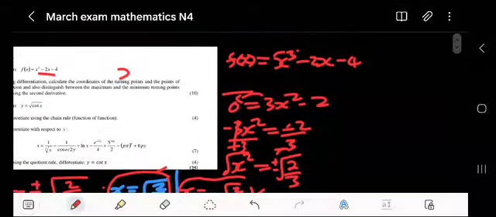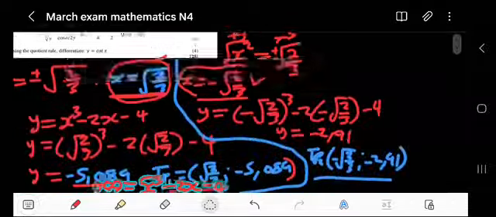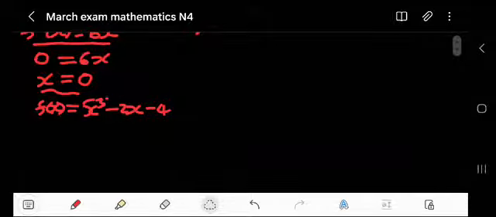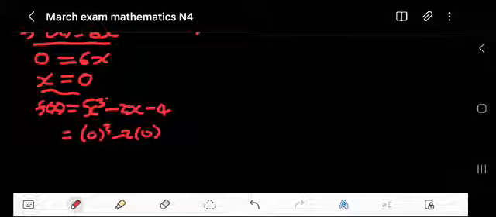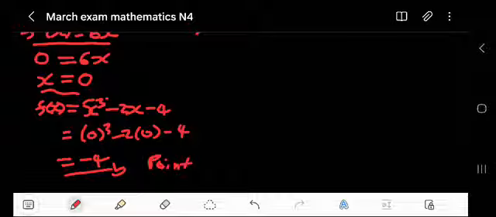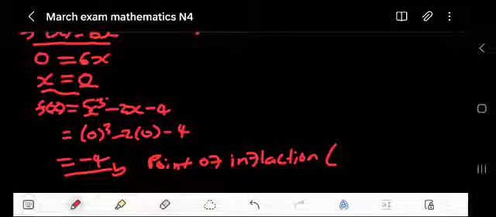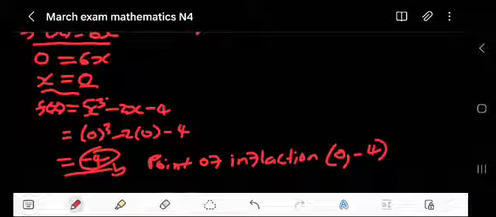So we'll substitute this 0 into our original equation, to find the y value. In our original equation, we have 0 cubed minus 2 times 0 minus 4. So we'll have minus 4. So the point of inflection: x is 0, and y will have minus 4. So these are the coordinates that we had.